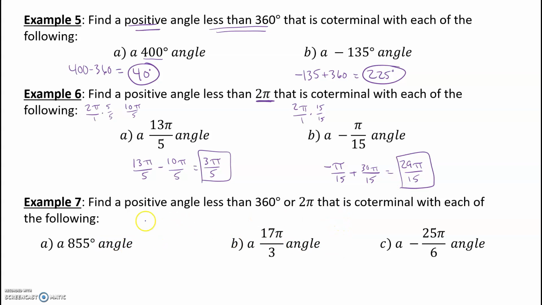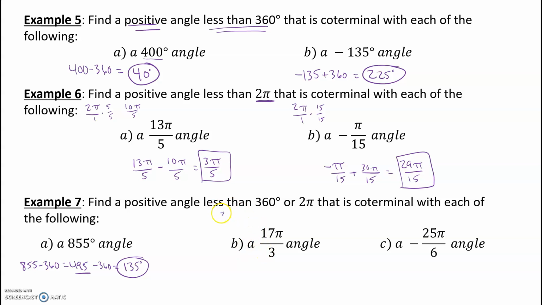And then this one's just kind of mixed review here. Find a positive angle less than 360 or 2 pi, so degrees or radians. Here we want to do degrees, so 855 we're going to subtract 360. What do we get? We get 495. Well, that's not less than 360, so we're going to do it again, minus 360. Again, you can add or subtract however many times you want. We get 135, and we're going to stop there.